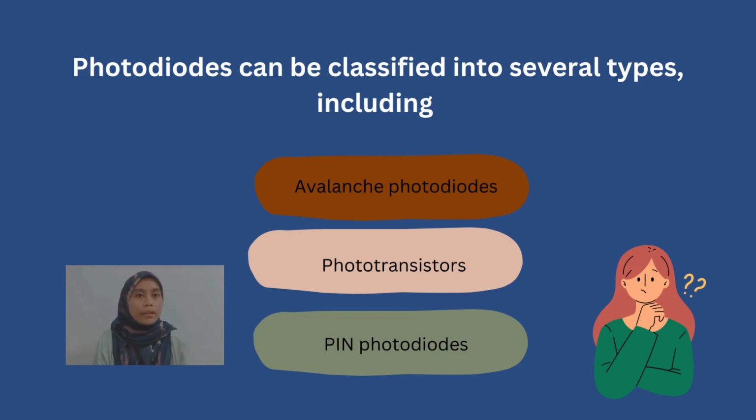Photodiodes are available in a variety of shapes and sizes. They also can be used in a range of applications such as optical communication, imaging, and sensing. Also, photodiodes can be classified into several types, including avalanche photodiodes, phototransistor, and pin photodiode.